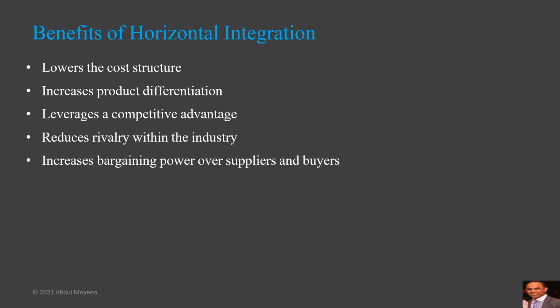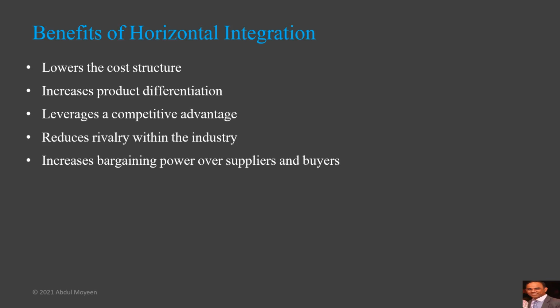So, what are the benefits of horizontal integration? Horizontal integration can lower a company's cost structure because it creates increasing economies of scale. Achieving economies of scale is especially important in industries that have high fixed cost structure. A company can also lower its cost structure when horizontal integration allows it to reduce the duplication of resources between two companies.